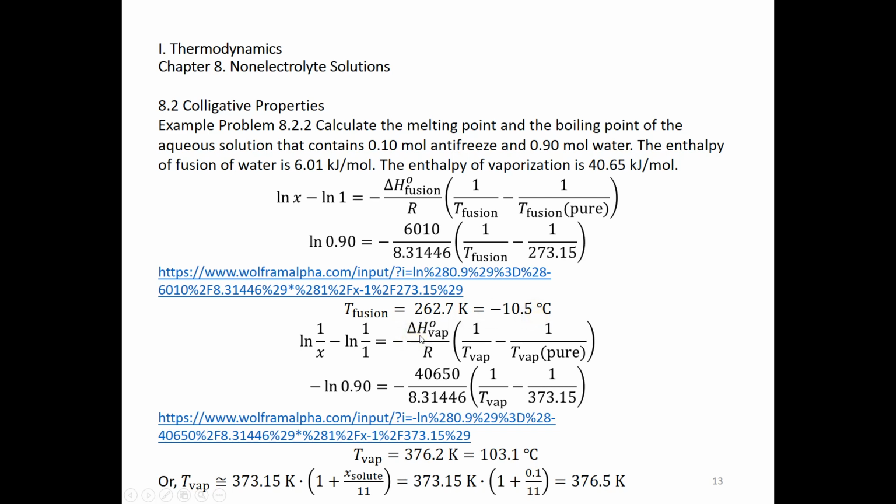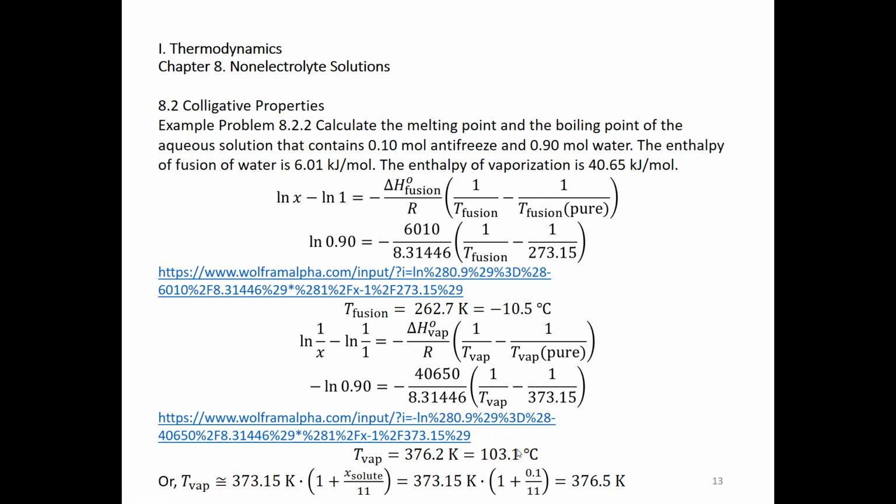We do similar things for the boiling point elevation analysis. Over here, we plug in x equals 0.9 on the left hand side. On the right hand side, we're plugging in the enthalpy of vaporization over R. This is just the boiling point of pure water. We use Wolfram Alpha to do the calculation. We get 103, so it's a 3 degree higher boiling point elevation.